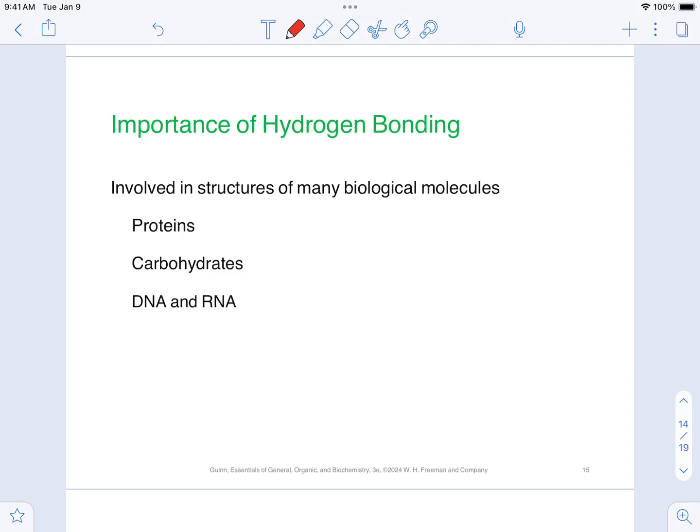So why do we care about intermolecular forces, in particular hydrogen bonding? This is involved in our everyday lives with the things we eat, our proteins, our energy sources, or our carbohydrates, and then what we're made of, our DNA and our RNA.